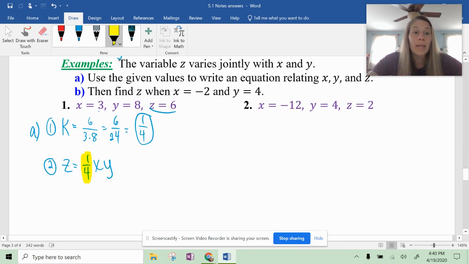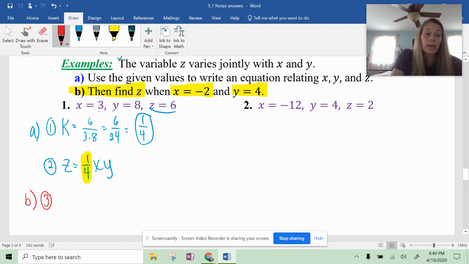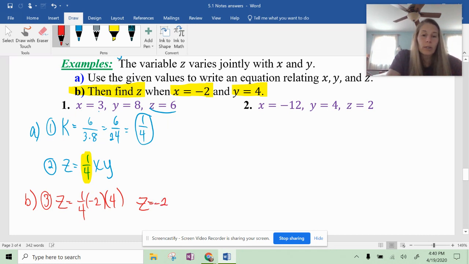Then for part B, it says, then find z when x equals -2 and y equals 4. So now we get to plug those numbers in. So this is for part B. So z equals, we already have that 1/4, but now we're plugging in a -2 for the x and a 4 for the y. So you're just going to multiply those 3 together. So 1/4 and the 4 are going to cancel, so we're just going to be left with that -2 for z.